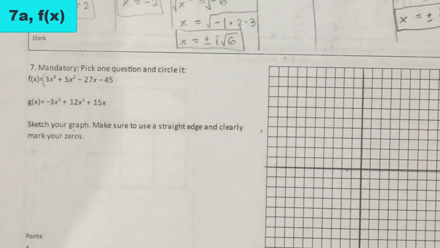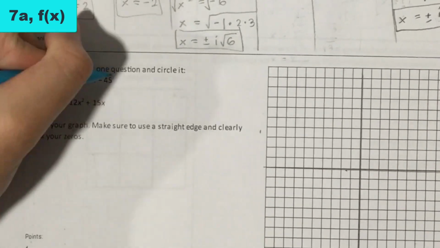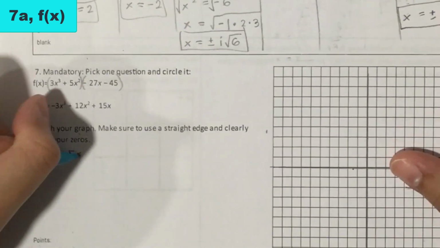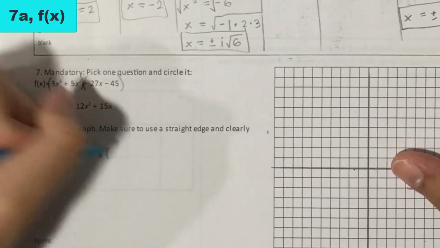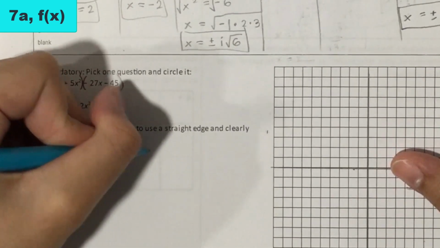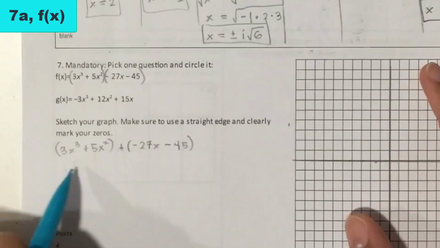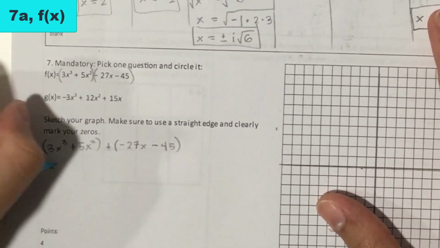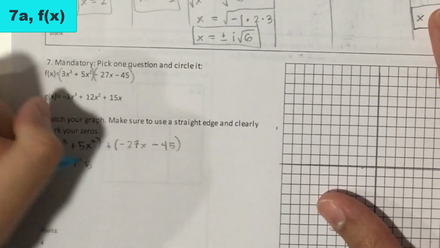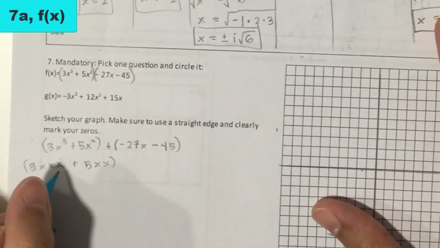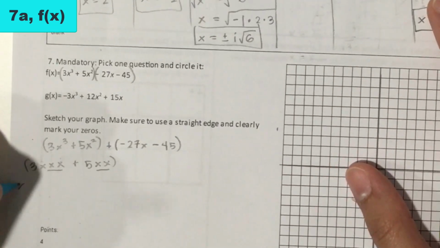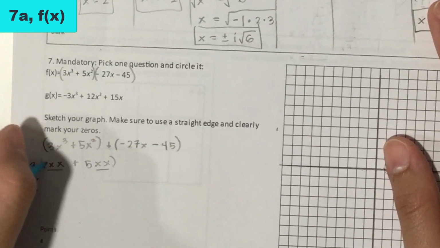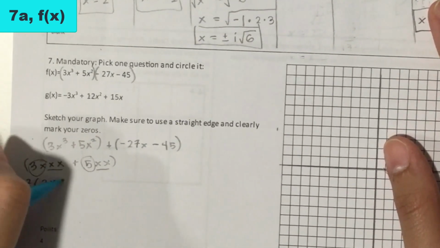For f of x, we can use factor by grouping. So it will look something like this: 3x cubed plus 5x squared plus the quantity of -27x minus 45. And we take the GCF of this factor. When we expand it, it's 3 times x squared plus 5 times x squared. And we can see that they both have x squared. And when we take that out, we're left with x squared times the quantity of 3x plus 5.